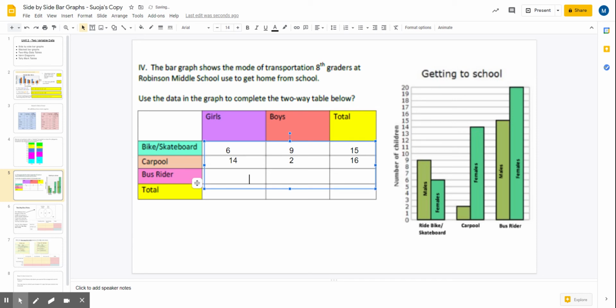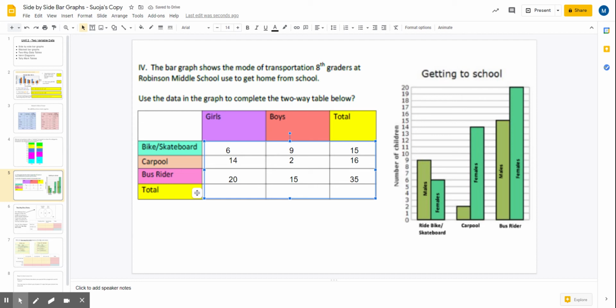All right. Bus riders, girls who ride the bus, 20. Boys who ride the bus, boy bus riders, 15. Add those ones up. Okay, and now we'll go ahead and do our totals.